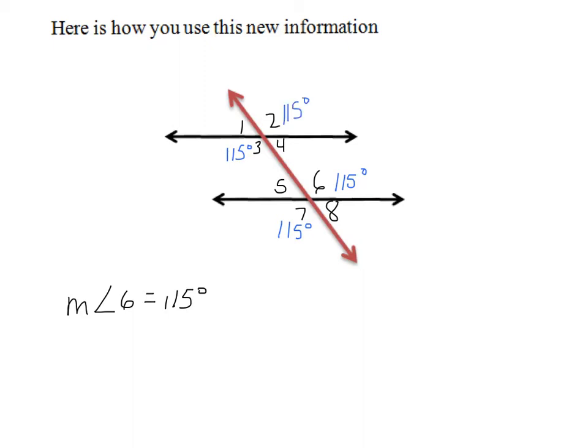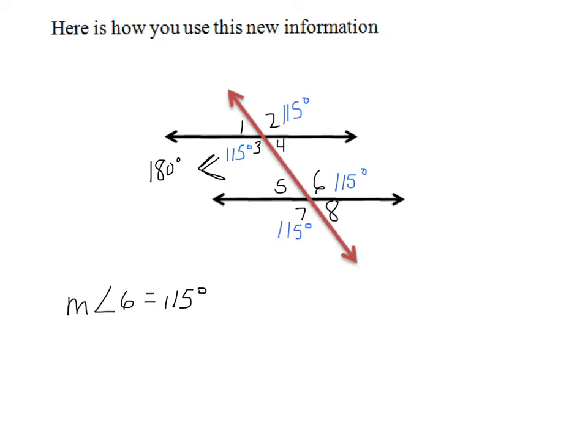So now we have to figure out the missing one. What do you know about other angles? In a diagram like this, angles are either congruent or they're supplementary, which means they add up to 180 degrees. So for example, I know that same side interior have to add up to 180 degrees.